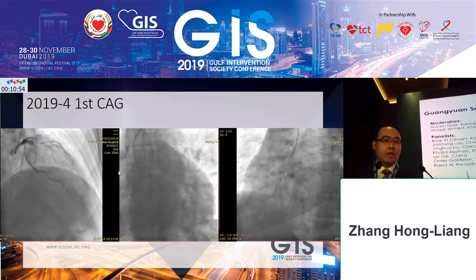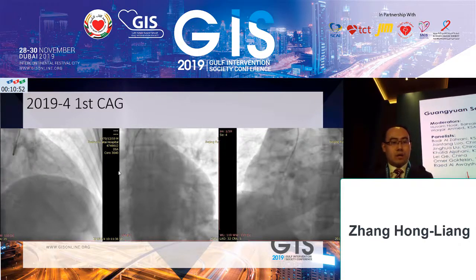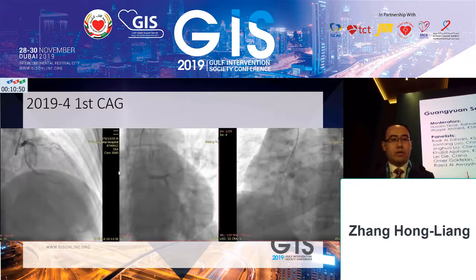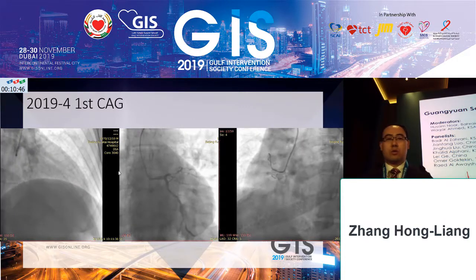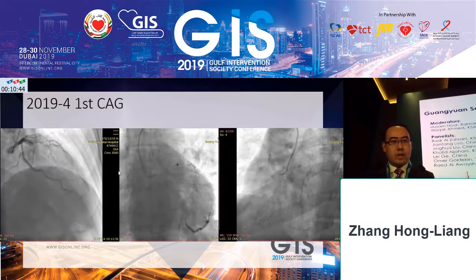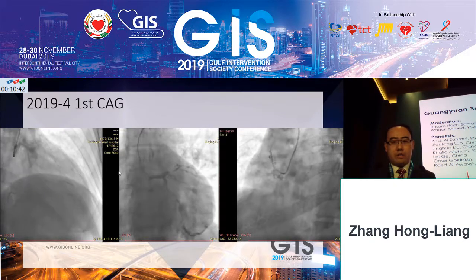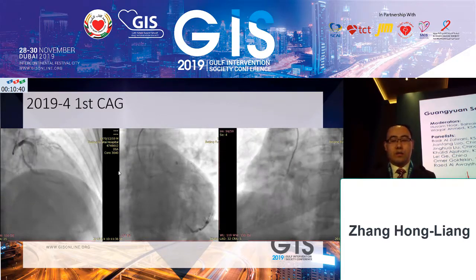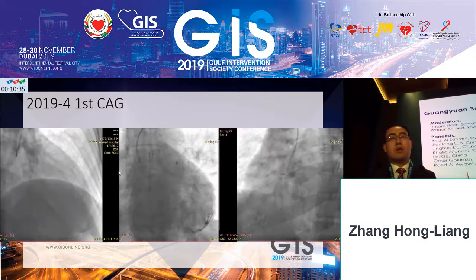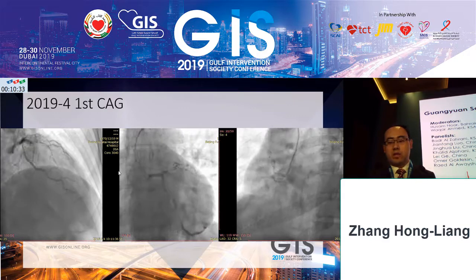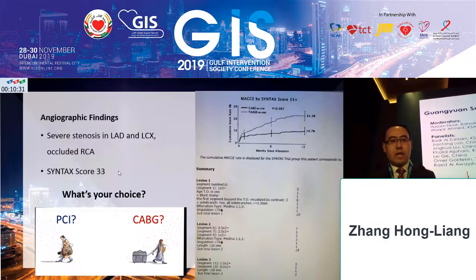Let's see the angiography. The LAD has severe stenosis at the proximal and the middle segment and is occluded at the distal segment. LCX has severe stenosis at the middle segment, and RCA was totally occluded at the proximal segment. So the SYNTAX score for this patient is 33. He is a candidate for CABG.